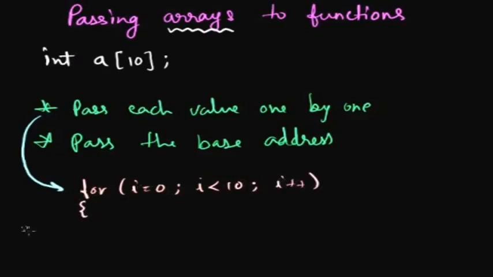And the name of our function was print array. So print array, then we can pass A[i]. So the print array function will be called 10 times, and each time it is called, each element of the array gets passed to this function print array.